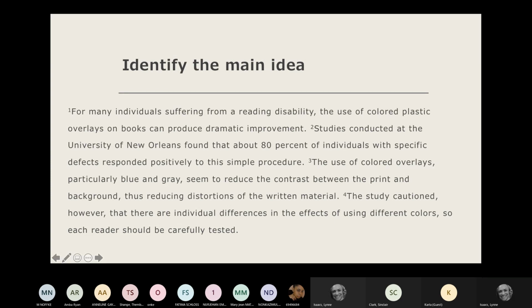Sentence 2 is all about a study that was conducted about people with a reading disability and how many people responded positively to this procedure. The third sentence continues to explain and describe these overlays. And sentence 4 also deals with the study that was mentioned in sentence 2.